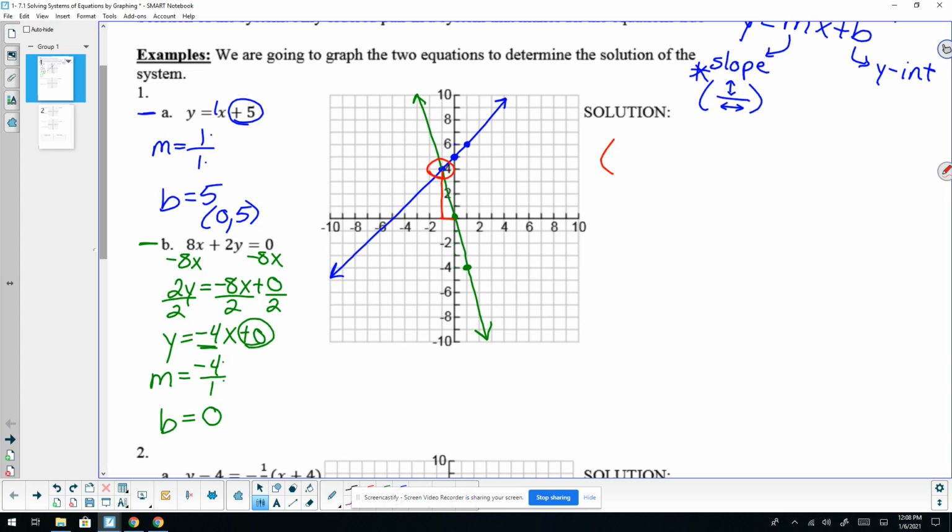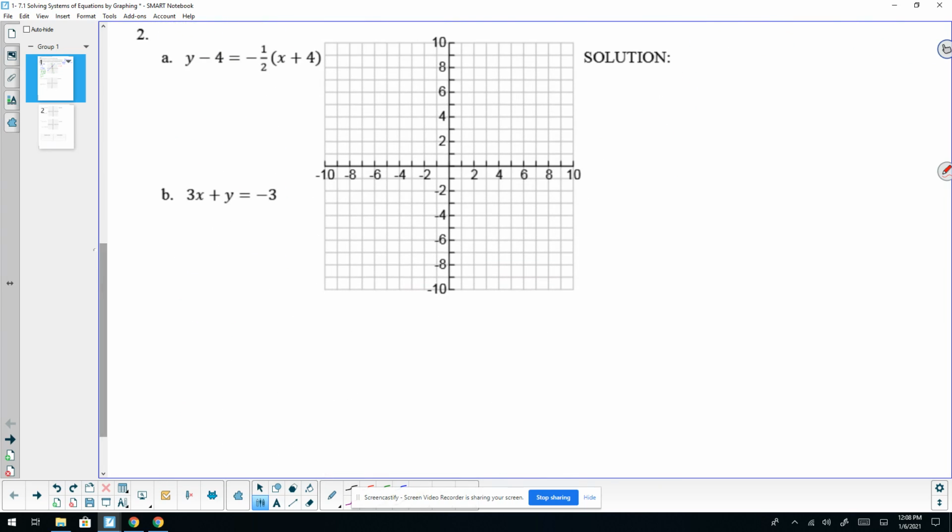Please don't write those red lines. I'm just trying to show you where I'm moving and what I'm looking at. So my solution is -1, +4. X always comes first, y always comes second. My solution is -1, 4. All right, let's move on.